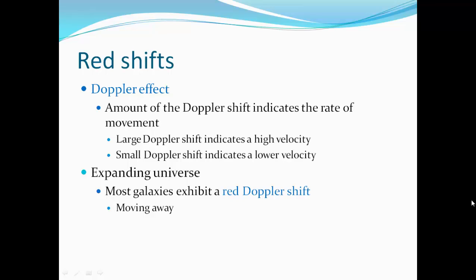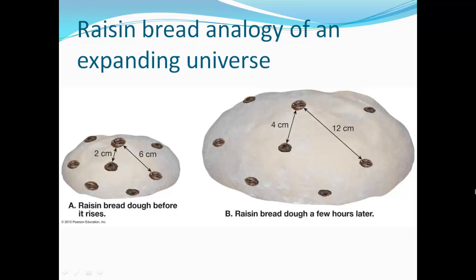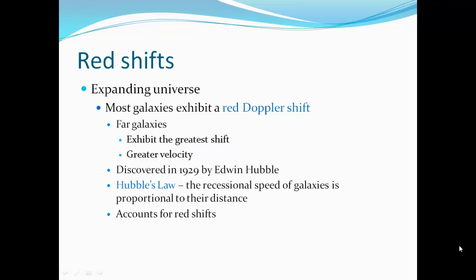The expanding universe: most galaxies exhibit a red Doppler shift, meaning they are moving away. Here's a raisin bread analogy of the expanding universe. You make your bread dough, and you put some raisins in it. And then as that dough rises, it gets larger, and those raisins start to spread out. So most galaxies exhibit that red Doppler shift.